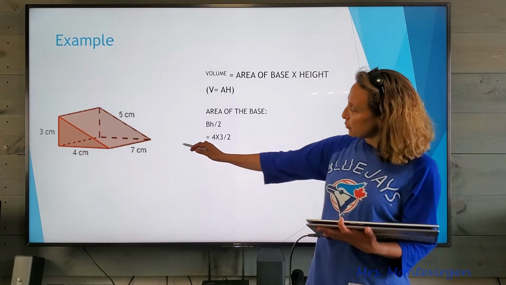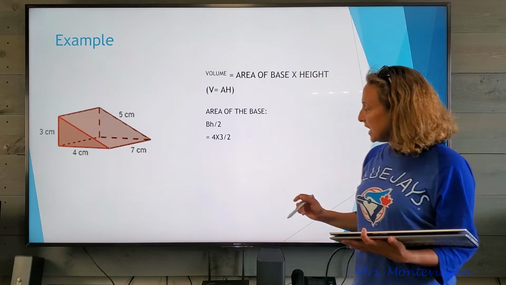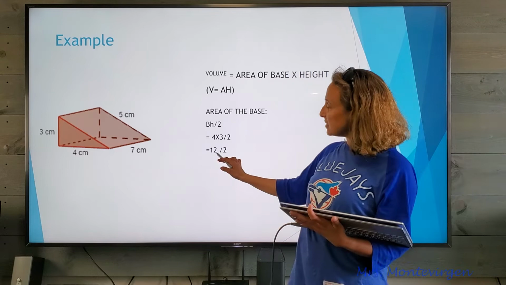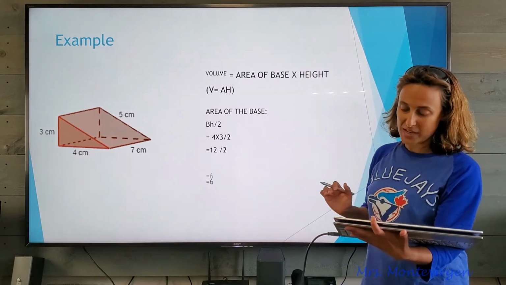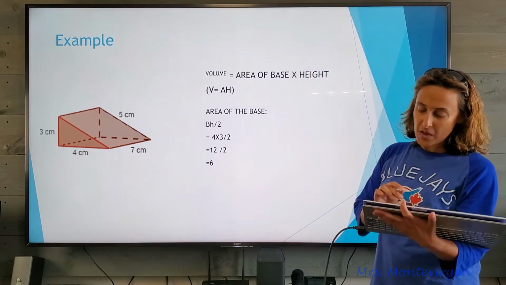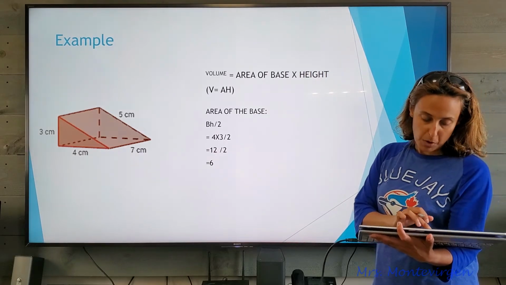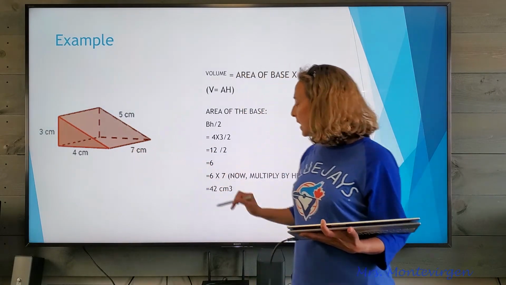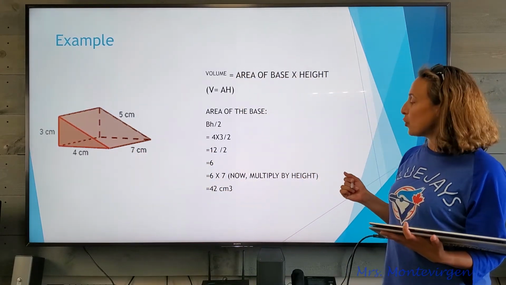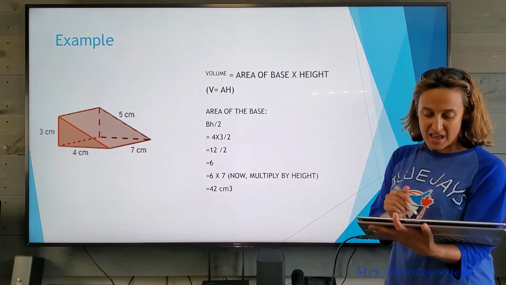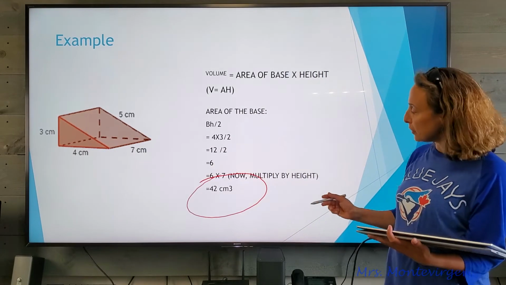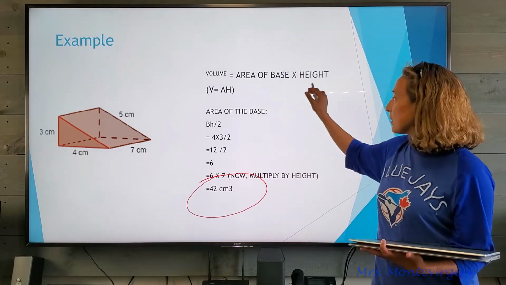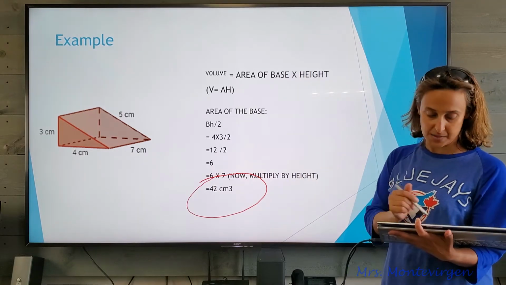So here are my measurements. I'm going to take my 4 by 3, and then I'm going to divide that by 2. 4 times 3 is 12. Divide that by 2, and you're going to get 6. Now, at this point, we need to multiply it by the height of the prism, which is the 7 right here. When you're done with 6 times 7, you're going to get 42 cubic centimeters. And that, my friends, is the volume of this triangular prism. So again, the volume is area of the base multiplied by height.